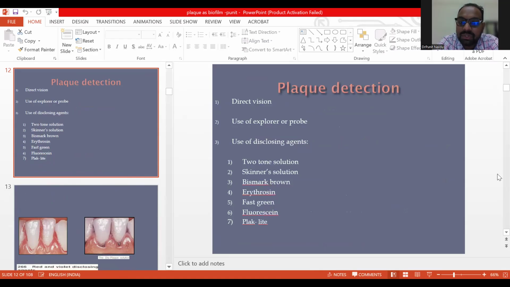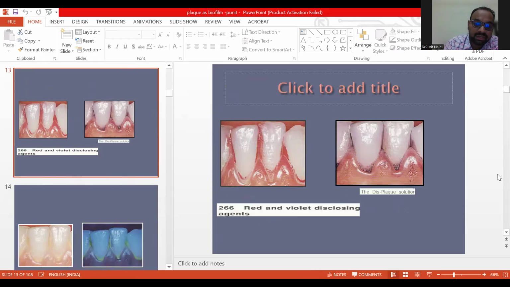Plaque can be detected by various methods. The first one is direct vision. The second one is use of an explorer or probe. And the third one is use of disclosing agents. These include two-tone solution, Skinner's solution, Bismarck brown solution, erythrosine, fast green, fluorescein, and plaque light.